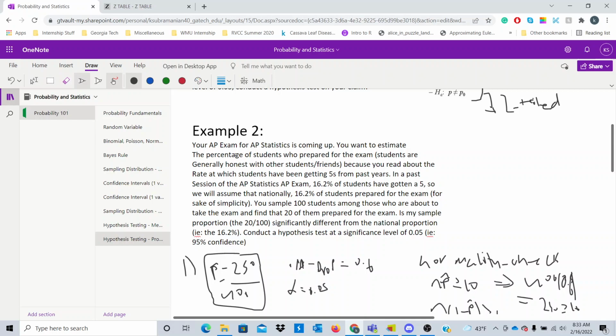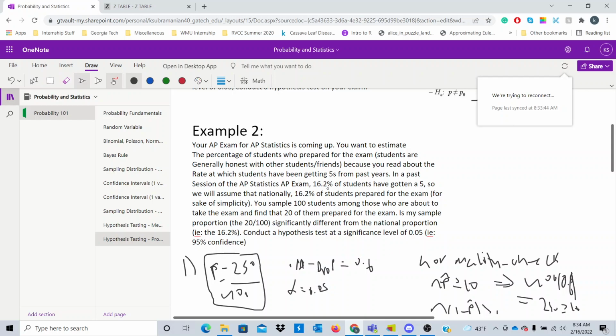You want to estimate the percentage of students who prepared for the exam. And we assume that students are generally honest with other students/friends. And you read about the rate at which students have been getting 5s from past years. In a past session of the AP Statistics exam, 16.2% of students got a 5. So we'll assume that nationally, 16.2% of students prepared for the exam, for the sake of simplicity, right?